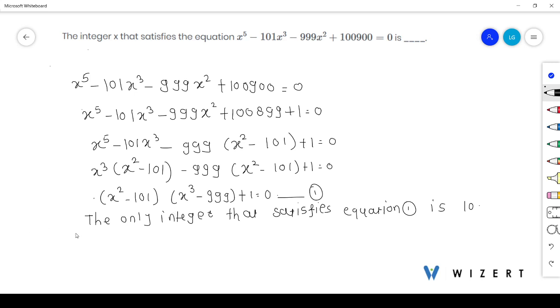Hence, if we consider the positive value of x, the value of x will be 10. Hence the value of x is 10.